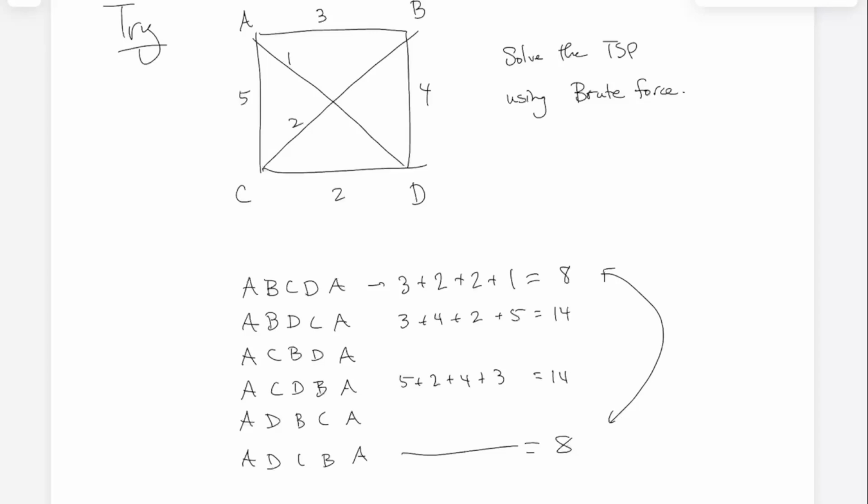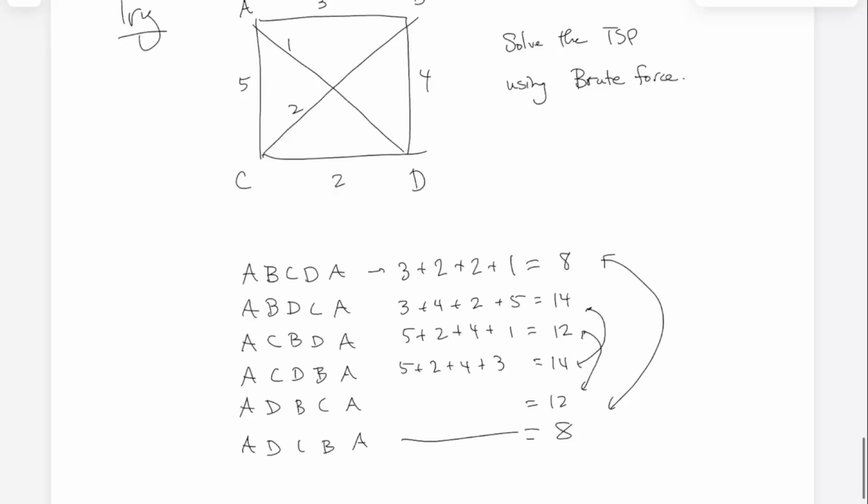Anyway, I still got 1 minute, right? A to C is 5. Sorry about that. C to B is 2. B to D is 4. D to A is 1. That makes 12. Am I right? And then that means this other one is 12 because those are reverses of one another.